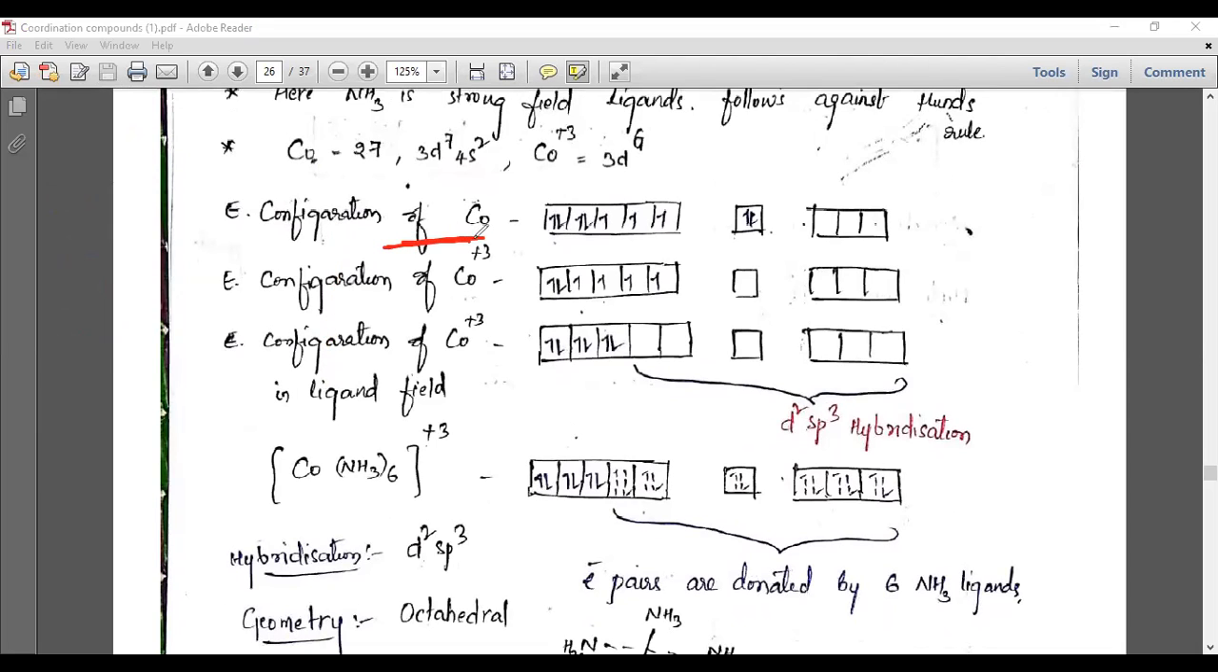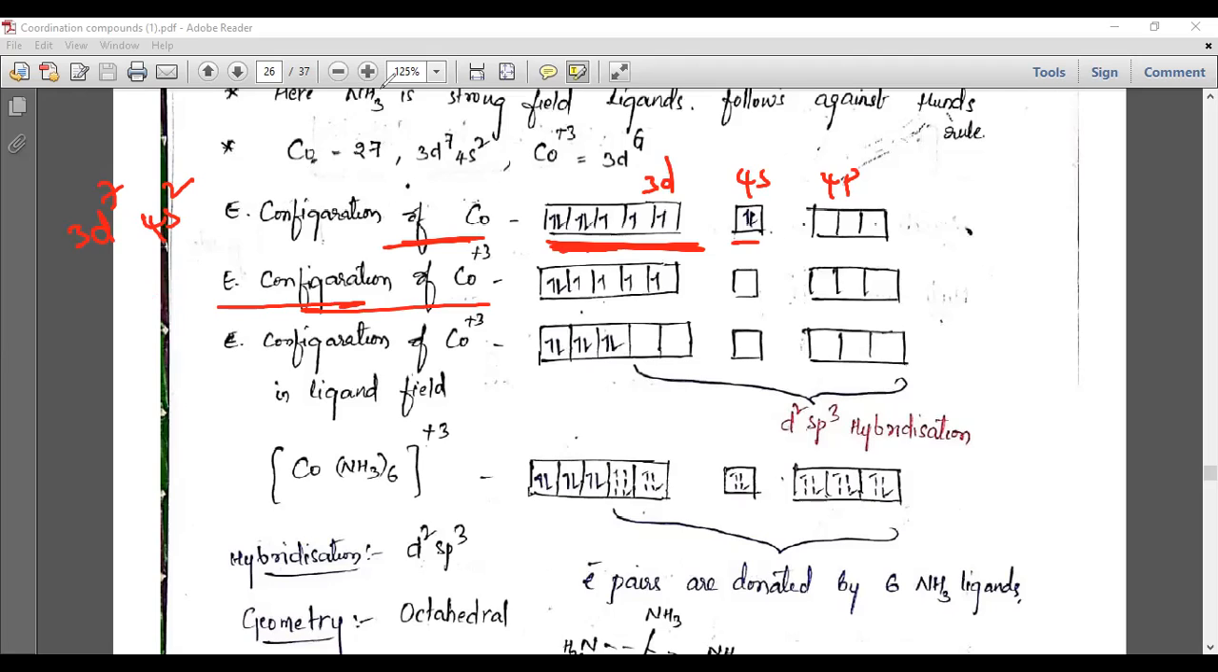So first, this particular cobalt has the electronic configuration 3d7 4s2. See here, this is the 3d, this is the 4s and this is the 4p. So 3d7, the electrons will fill like this. You can calculate here, 7 electrons are there in 3d7 4s2. Now after removal of 3 electrons, the cobalt has the plus 3 oxidation state.